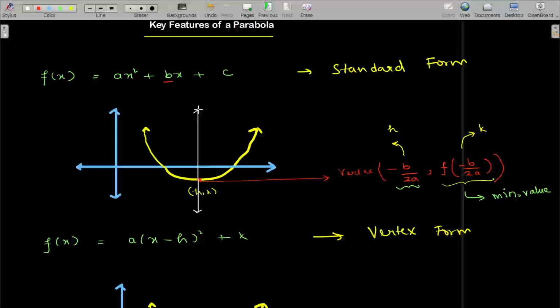So this is going to be the axis of symmetry, and we will not use h and k. Okay, but I'll write the equation in this form. So this is going to be the axis of symmetry, and its equation will be given by x is equal to negative b over 2a.